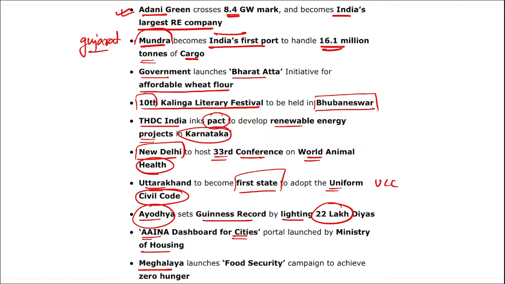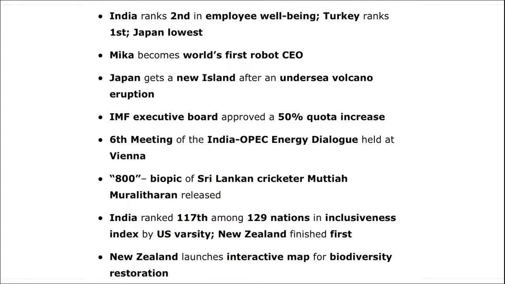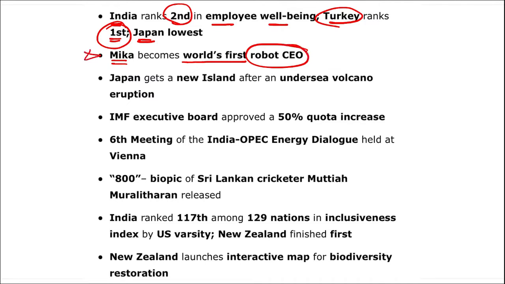Then Meghalaya, they have launched food security campaign to achieve zero hunger. Next, India ranks second in the employee well-being and Turkey has secured the first position in this employees well-being index and Japan has the lowest index here. Mika, it became the world's first robot CEO. Take a note of this.